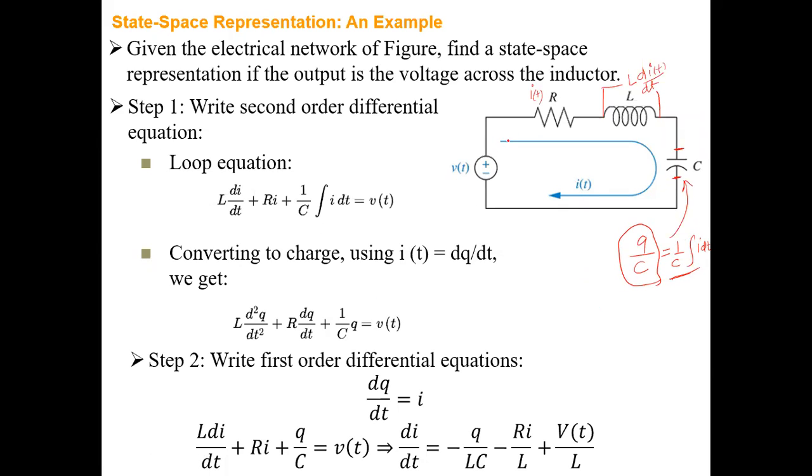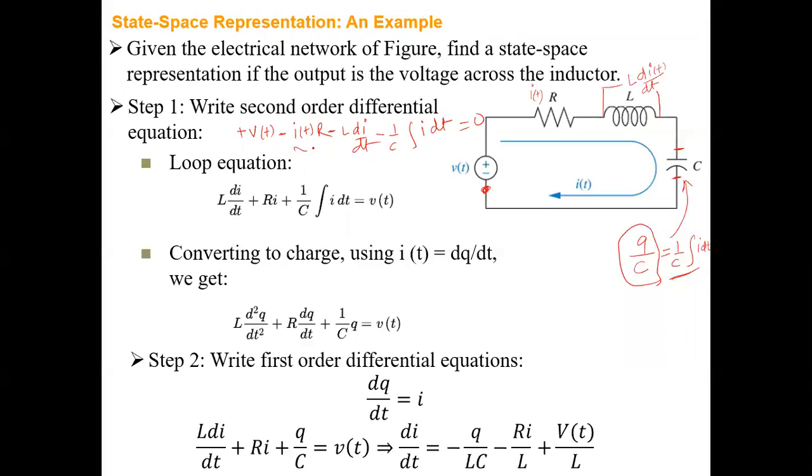So then what is the loop equation? If we start from here to here, then what do you get? From here to here, you're going uphill, so Vt. Uphill meaning plus. From here to here, you are going downhill: I R. From here to here, going downhill: L di over dt. And from here to here, you are going downhill, which is 1 over C integral of I dt, equals 0, right?